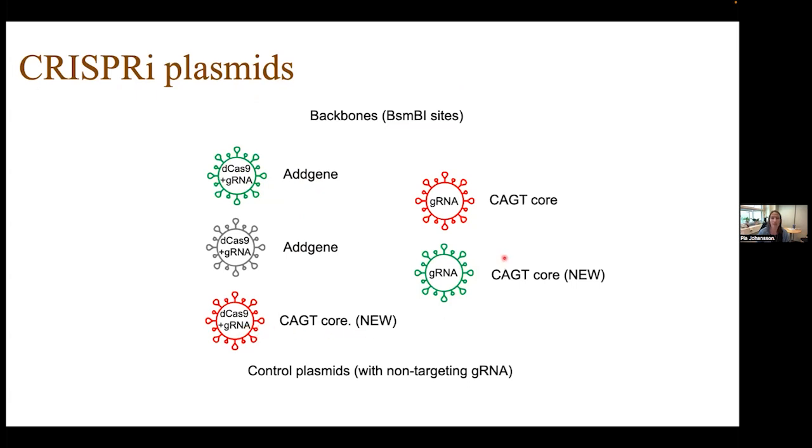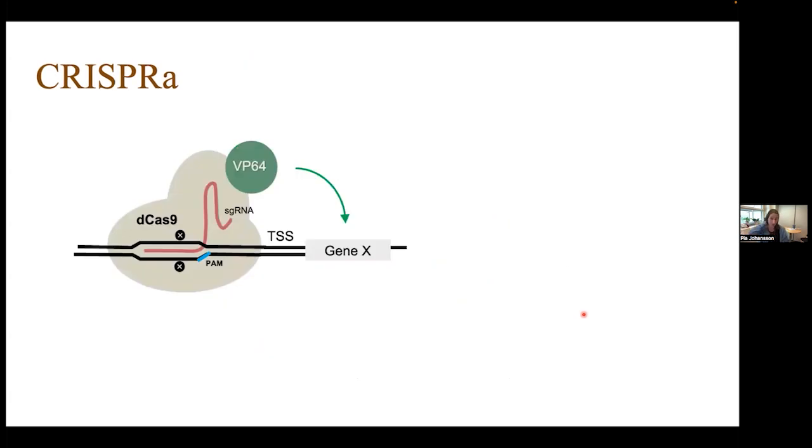But what we also have, that you can get from the core, are guide RNA only viruses. So they're red or green and contain guide RNA and the fluorophore. And we also have control plasmids that have non-targeting guide RNAs. So that's sort of it for CRISPRi.